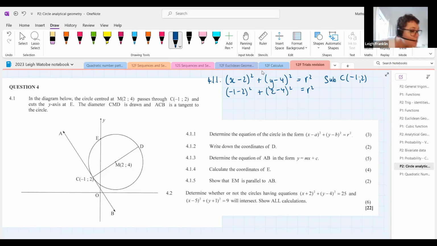Now remember, we don't need to solve for r. We don't need the length of the radius. We're trying to work out the equation of the circle. So we're going to leave it as r squared. So r squared in this case is going to be equal to what?